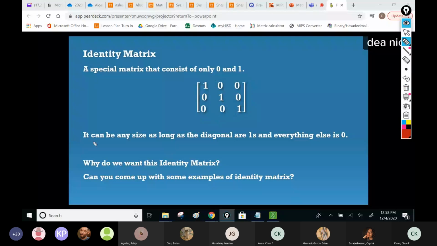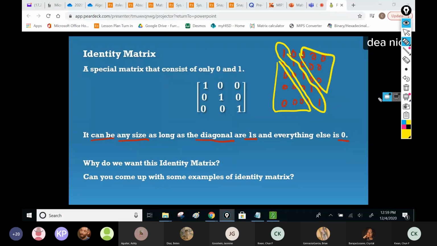It can be any size as long as the diagonal is 1 and everything else is 0. So basically, an identity matrix can be something like this, or something like this, or something like that, or something like this. So it can go on forever, right? Bottom line is, right here, all my ones, everything else is 0. All right, that's the identity matrix.